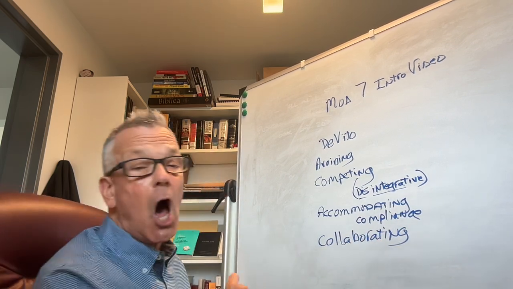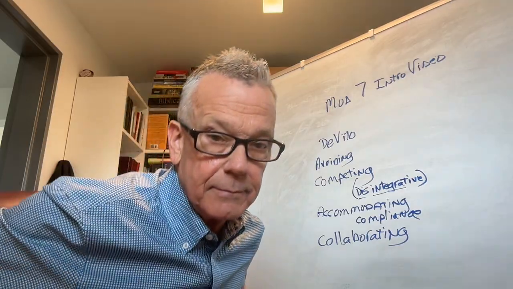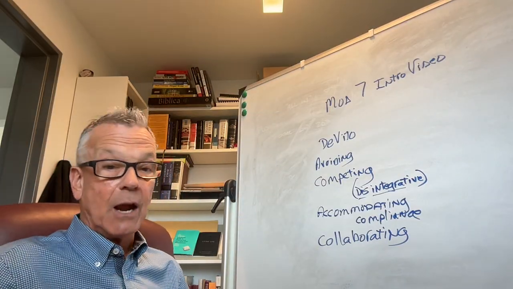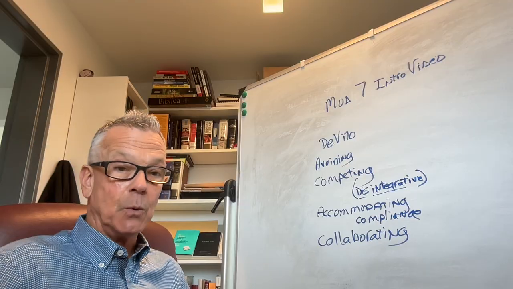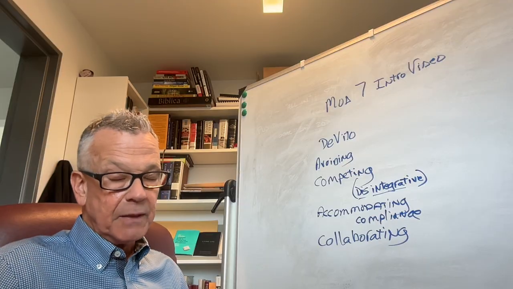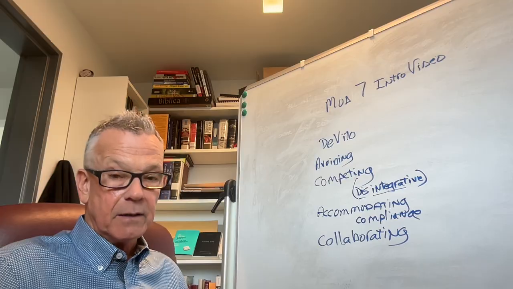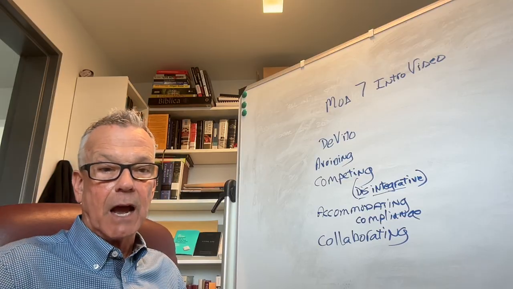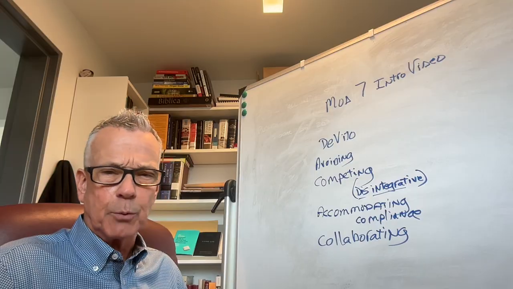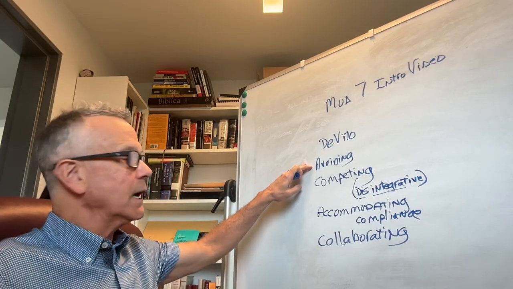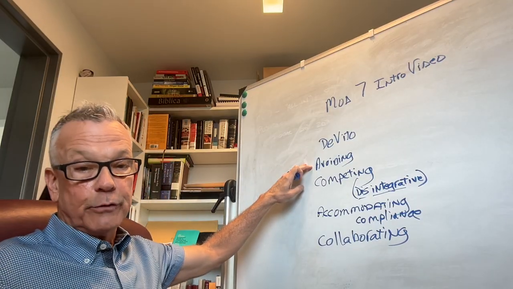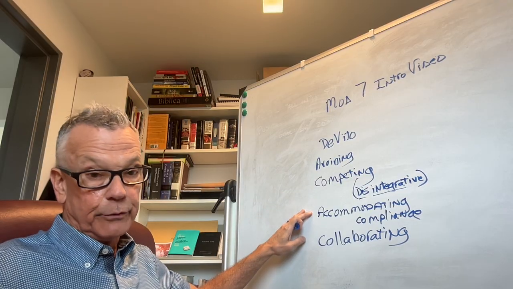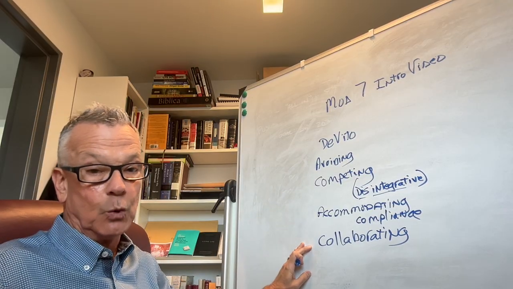Now the textbook is all about collaboration. And I can understand why. Collaborating is good. Collaborating is I win, you win. Doesn't mean that there isn't some work involved, but it's where both people feel like, okay, I got something out of that. I'm still feeling pretty whole about it. So avoiding, I lose, you lose. Competing, I win, you lose. Accommodating, I lose, you win. Collaborating, I win, you win.